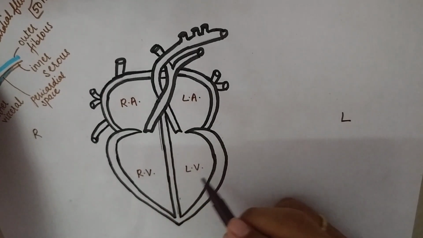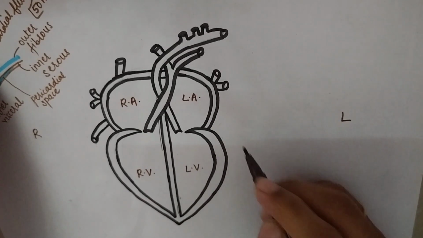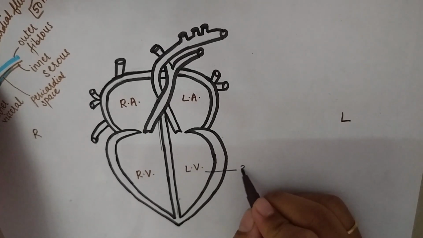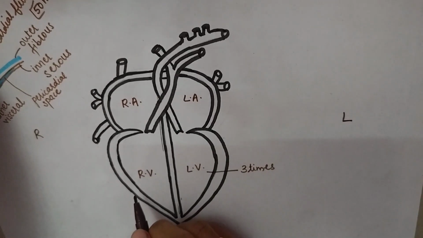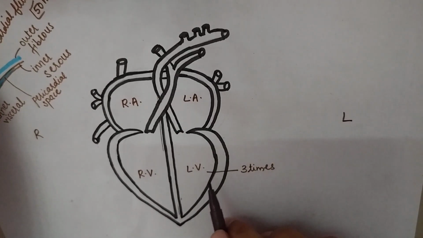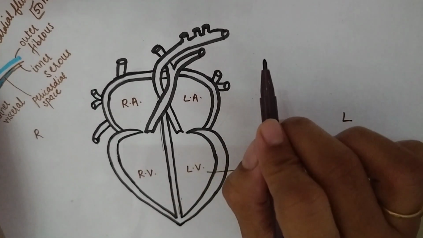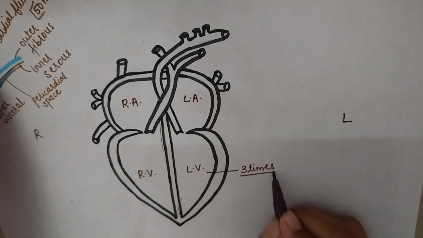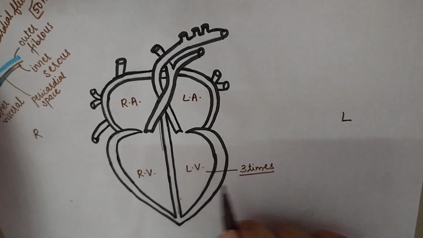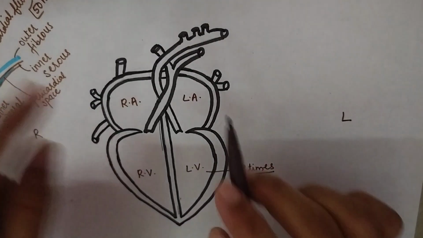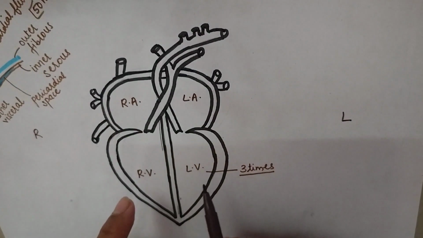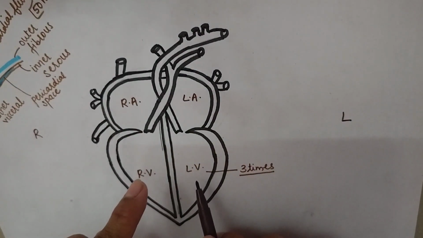Even here you can notice that the left ventricle is 3 times more thicker than the right ventricle. The reason why this is 3 times more thicker than the right ventricle is because it has to pump oxygenated blood to different parts of the body. So this is something which you should remember, that the left ventricle is 3 times more thicker than the right ventricle. So these 2 thin walled chambers, these 2 are the thick walled chambers.